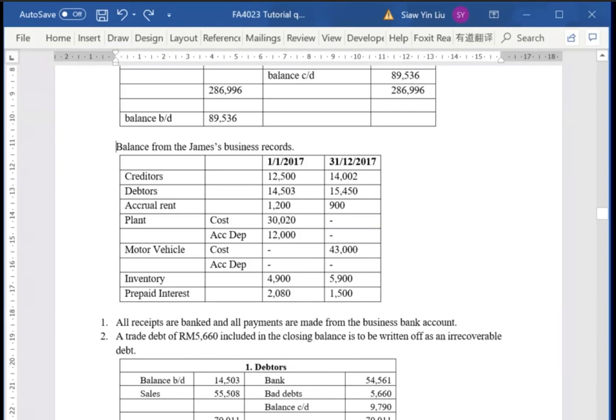If you look at adjustment number 2, they tell you that for bad debts, debtors 5,660 is included in the closing balance. Means that in this 15,000, you include 5,660. Now these debtors will be written off as irrecoverable debts. Means that this 5,660 is a bad debt, but it is already included in here. So now I need to update my closing balance, minus 5,660, and it becomes 9,790 only. So when you do your T account, you have the opening here, and you need to add on one bad debt, 5,660.